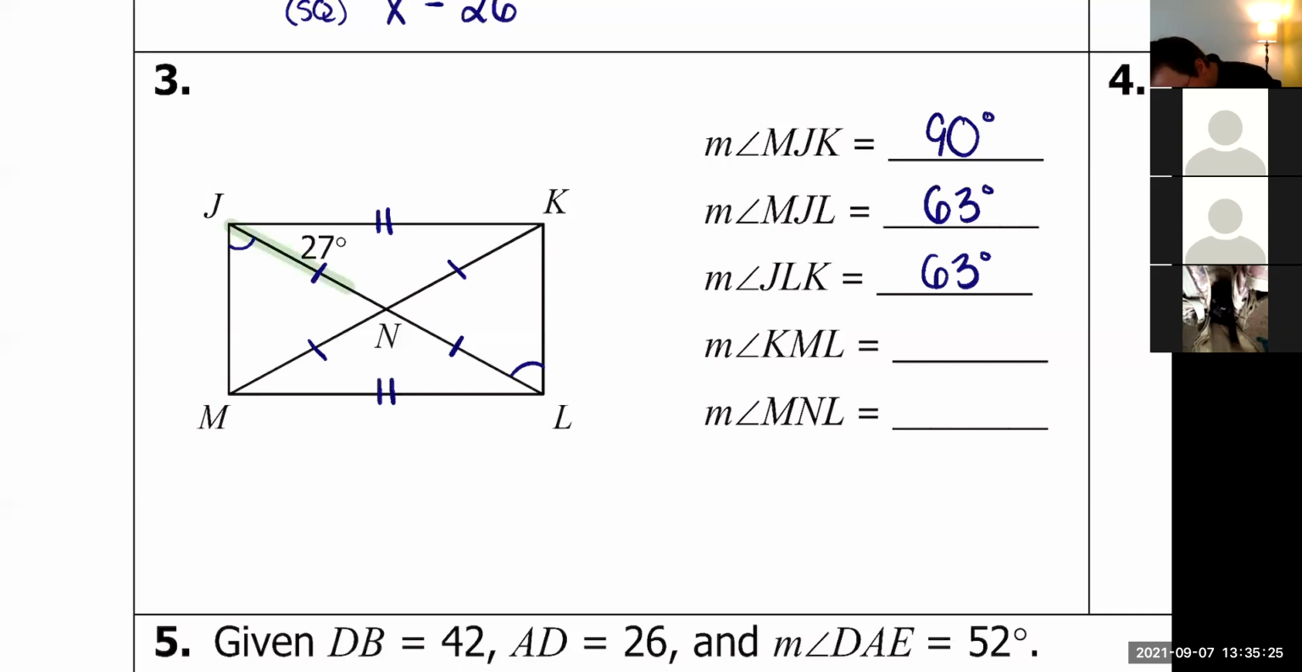Whether I realize it or not, this triangle right here and this triangle right here, are they not congruent? Yes. Which means if they are congruent and they're isosceles for that matter, it would in fact be 27 degrees.